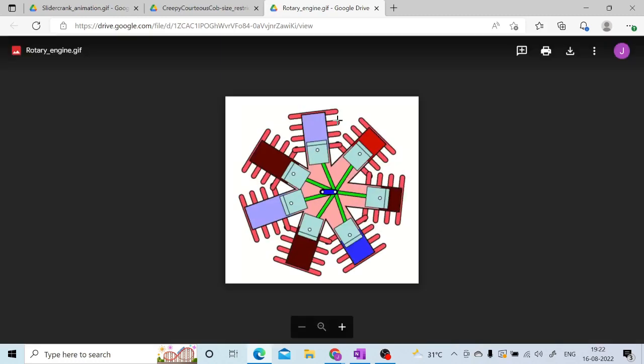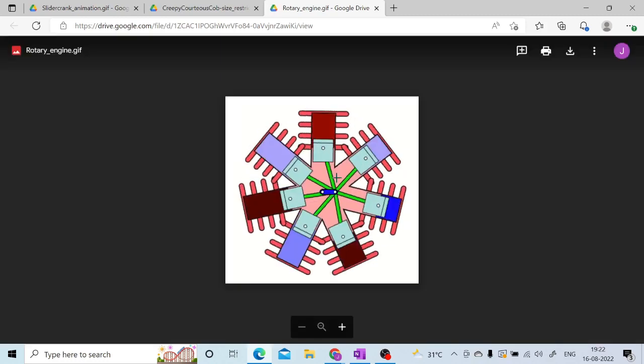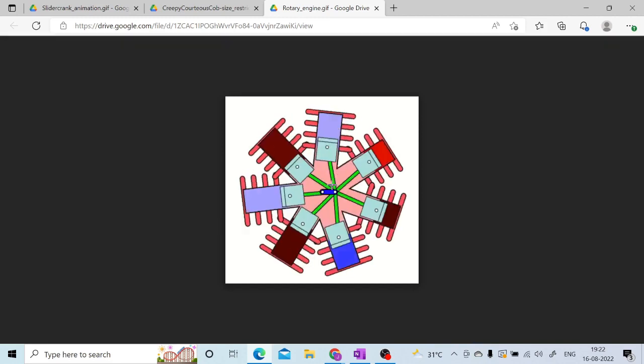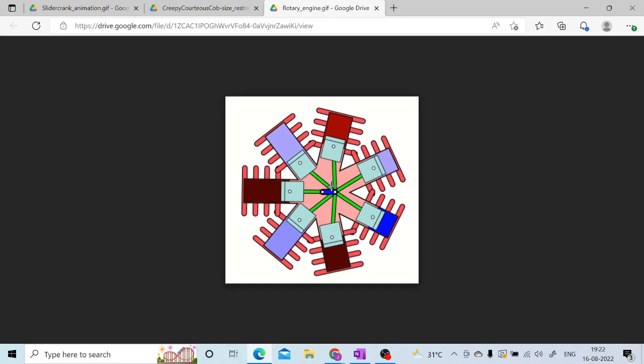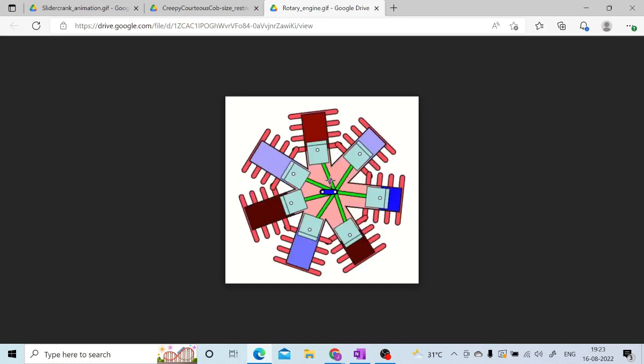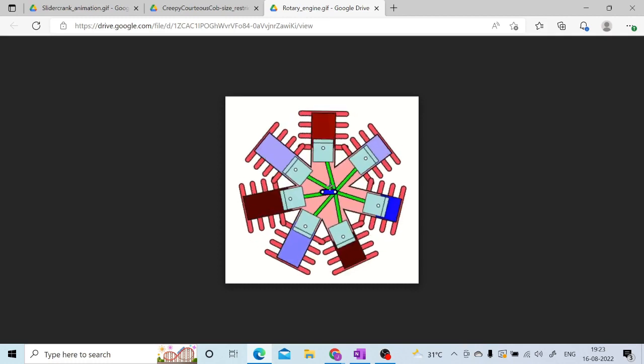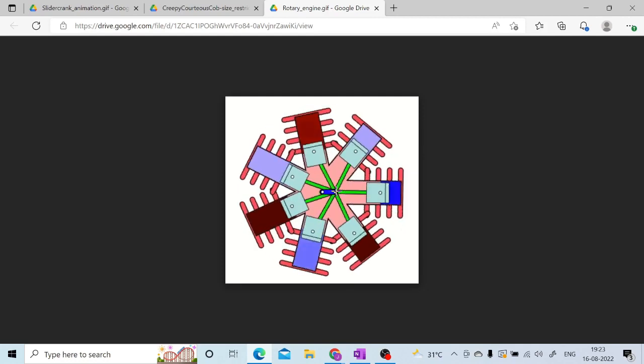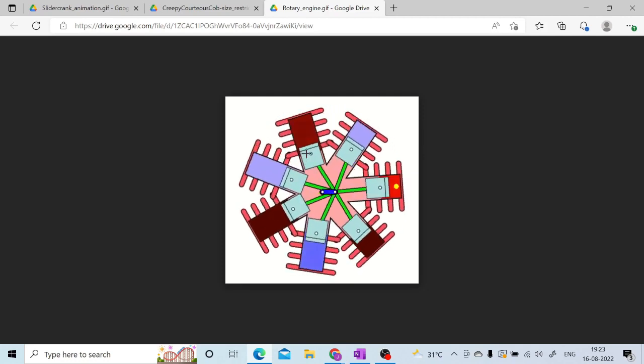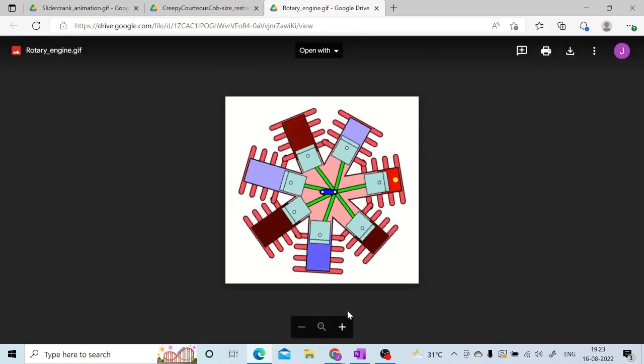So here you can have your crank fixed, and you will get different power strokes according to the rotation. Here 7 cylinders are there, and one crank is fixed, and according to that the connecting rod is having this power stroke at different times, and this is how this rotary engine is working.